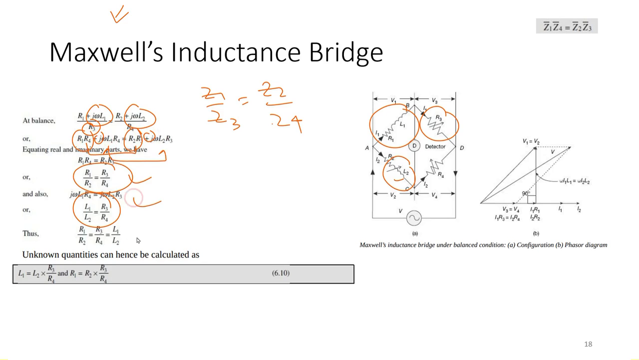So we got two equations, and then we can calculate our L1 in terms of this L2, R3 and R4. So if we have variable resistances and a single variable inductance, you can calculate the unknown inductance with it.